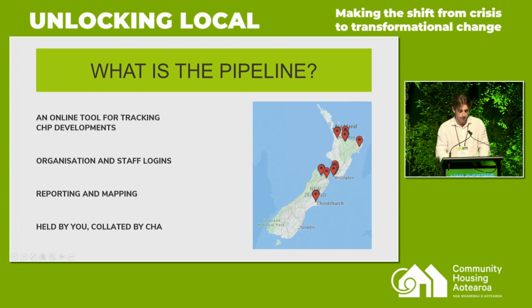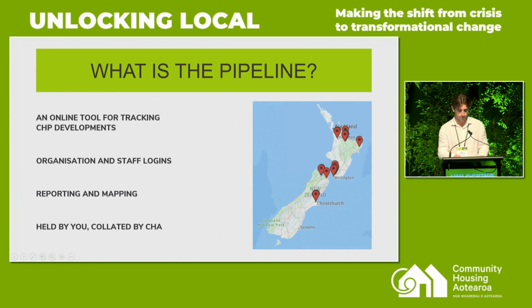The pipeline tool is a crucial element of our work to provide quantitative data to evidence the amazing work of our members. Through the software, each organisation can have multiple staff logins associated with their organisation's portal, allowing teams to keep each other updated on how new developments are progressing. Each organisation's information is privately and securely held, visible only to staff members associated with their organisation. CHAR alone is able to see the collated information to assist in our advocacy, coordination, and reporting on behalf of the sector.